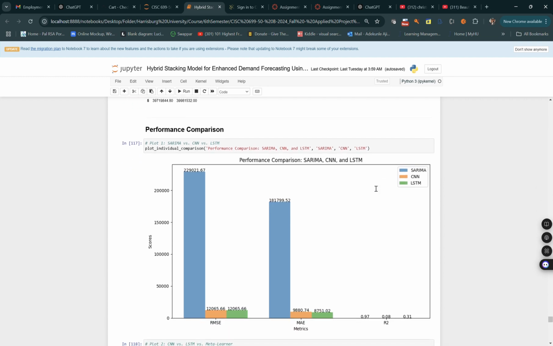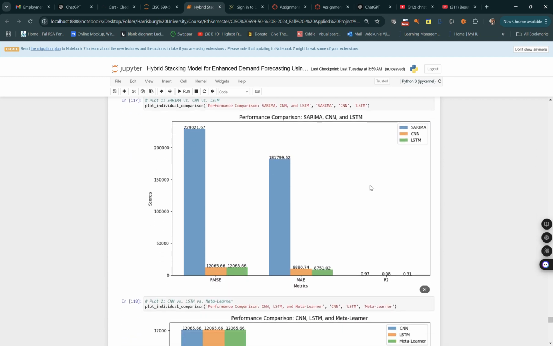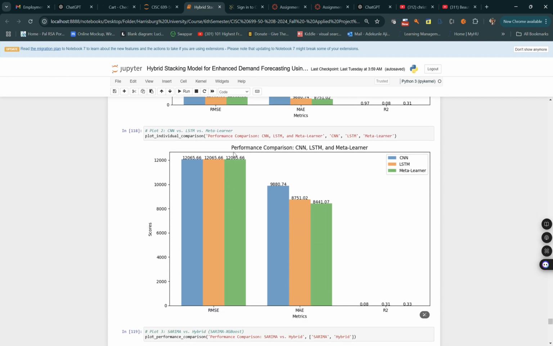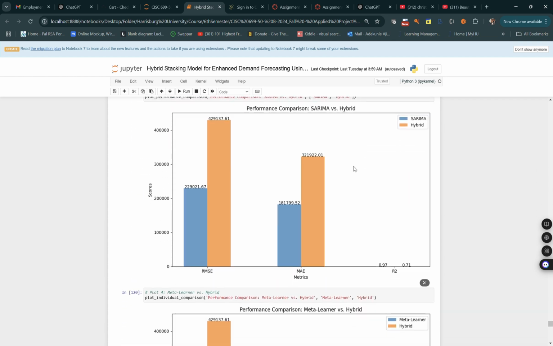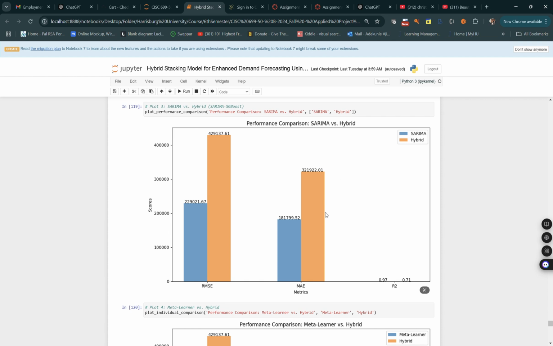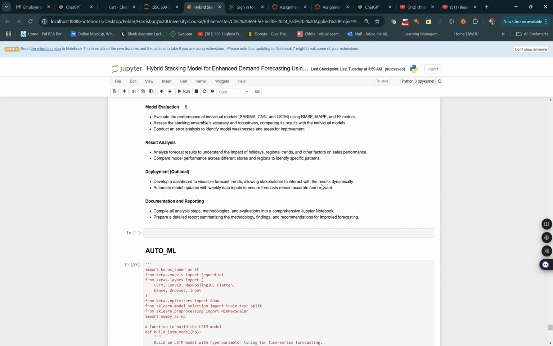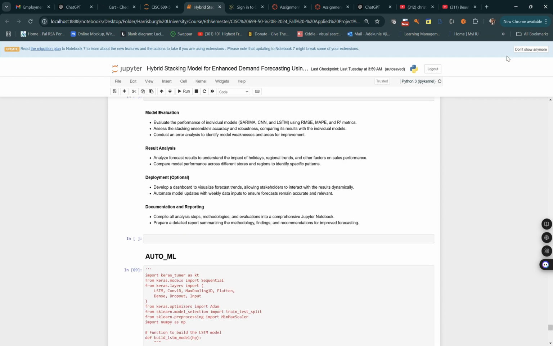Time is actually a factor in this project. So if you can see, these are the SARIMA, LSTM, and CNN in summary. The performance comparison of CNN, LSTM, and meta-learner, SARIMA versus hybrid, and we have the performance of meta-learner versus hybrid. So that's the end of it. Thank you.